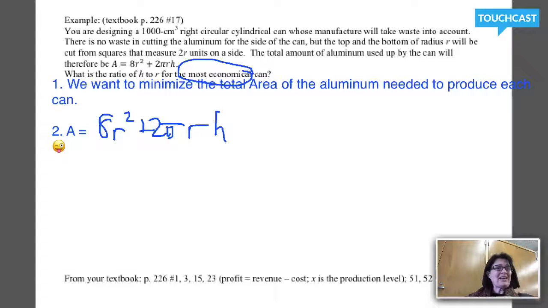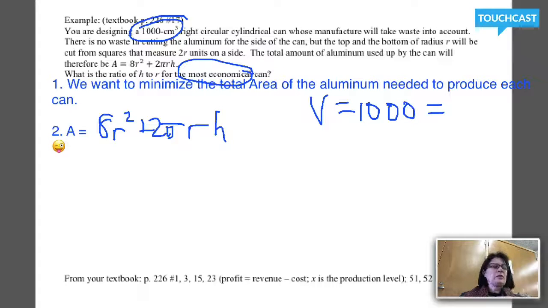So the thing that can help us, and this is where the work in this problem comes, is we know that 1,000 cubic centimeters is the size of our can. We have to understand what that is. That's the volume. So the volume is 1,000. And what's another expression for volume? That's pi r squared h.